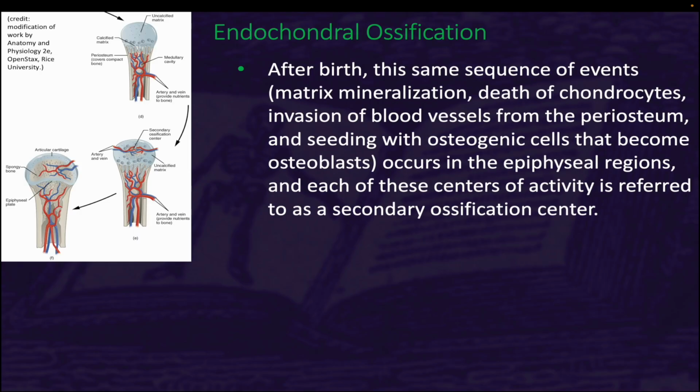After birth, this same sequence of events, matrix mineralization, death of chondrocytes, invasion of blood vessels from the periosteum, and seeding with osteogenic cells that become osteoblasts, occurs in the epiphyseal region, and each of these centers of activity is referred to as a secondary ossification center.